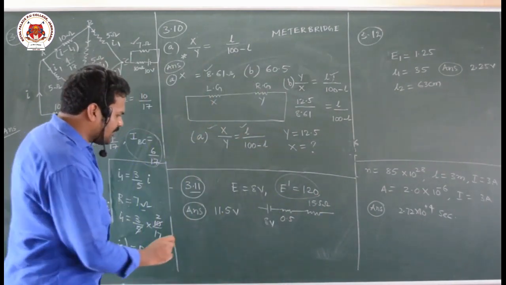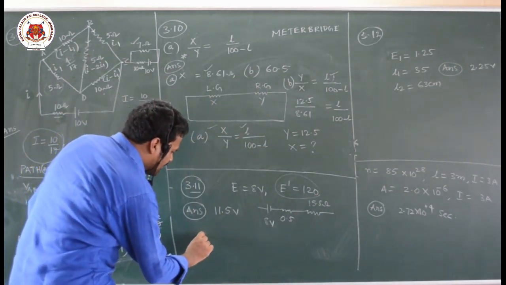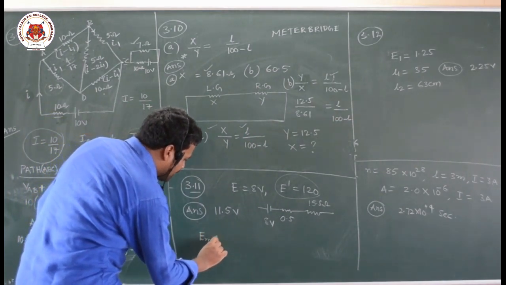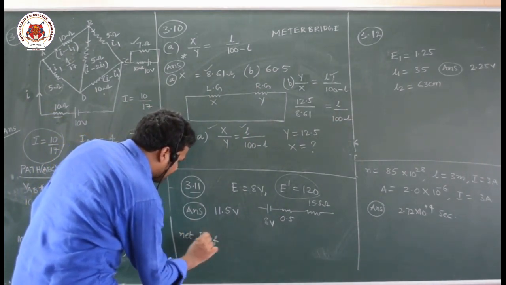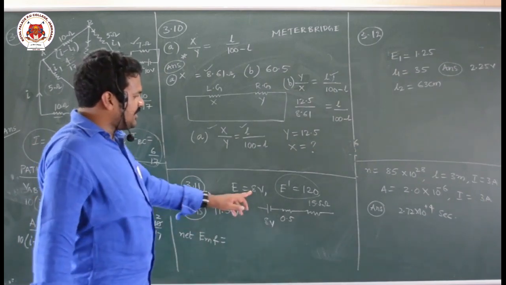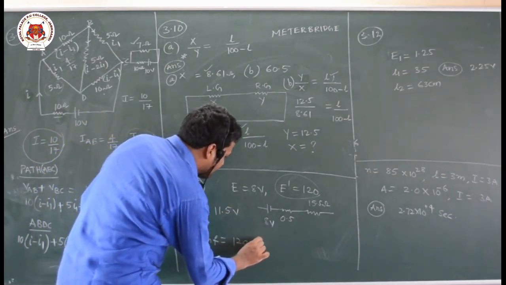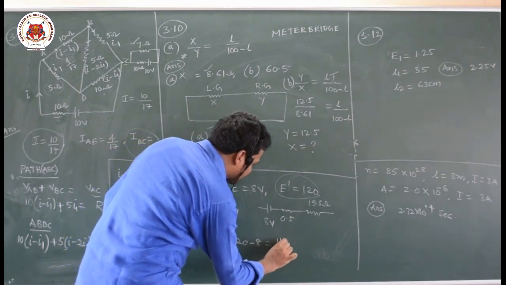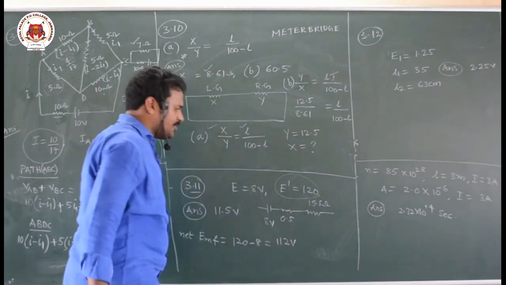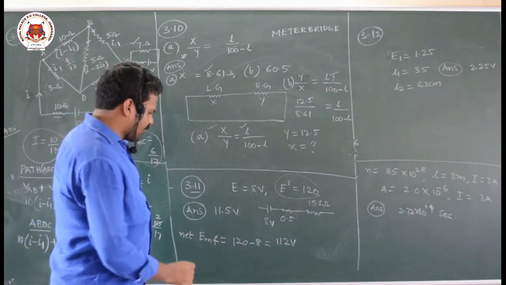Now we can calculate effective EMF. Effective EMF is net EMF. As this cell is getting discharged, net EMF will be 120 minus 8, which is 112. Net EMF is 112 volts. Now what is asked is the potential difference.